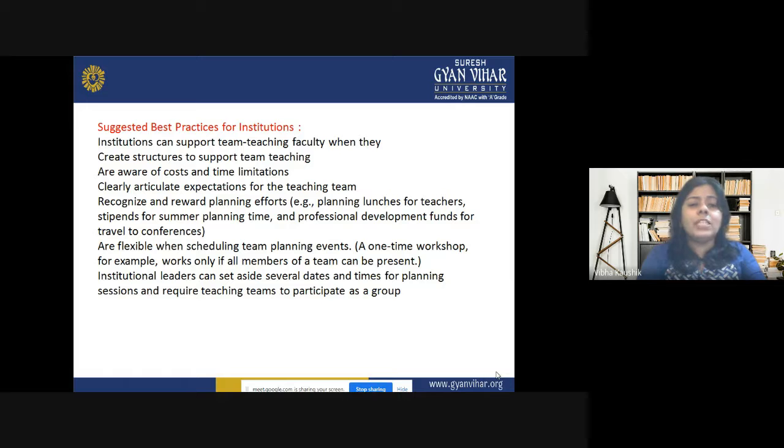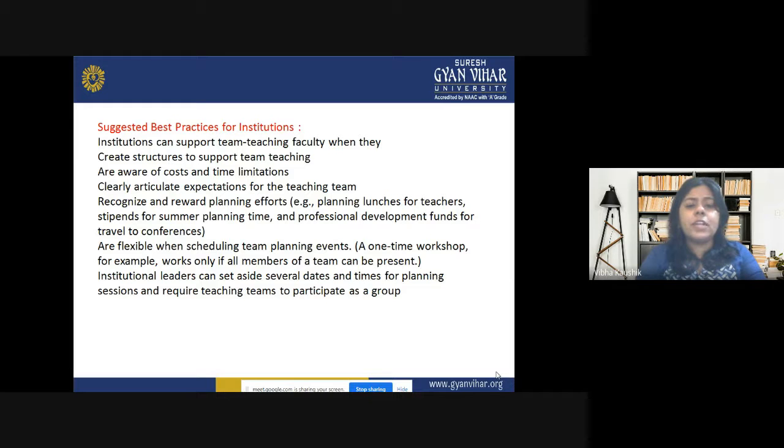Suggested best practices for institutions. What an institution can do to make the successful execution of team teaching. Institutions can support team teaching faculty when they create structures to support team teaching. They should encourage team teaching. Be aware of cost and time limitations. They must be aware of how much money will be required when planning to teach the students with the team teaching method, and of time limitations.